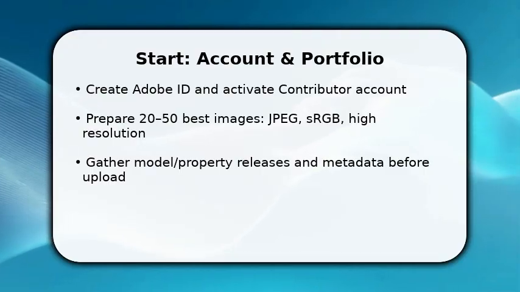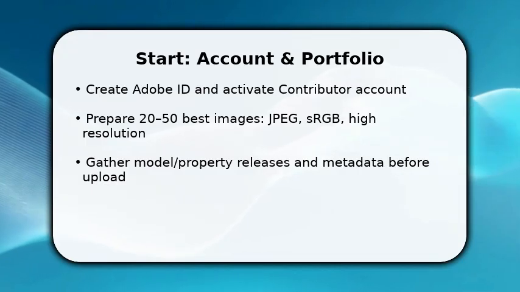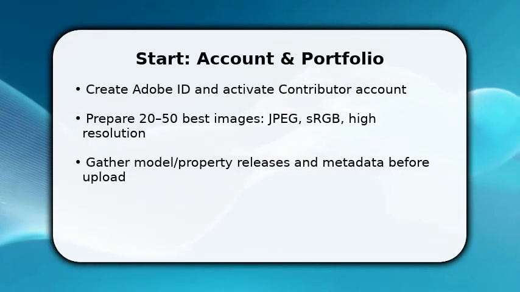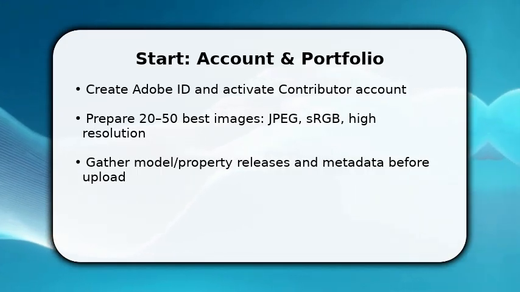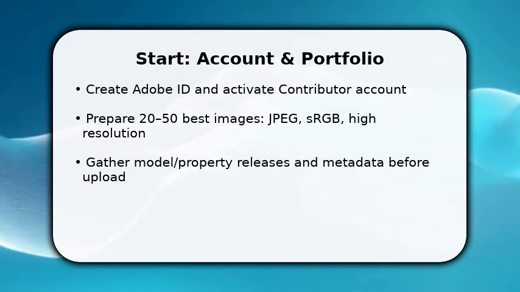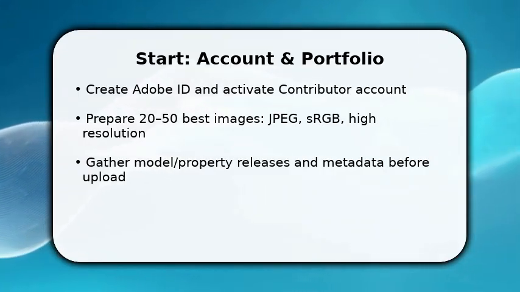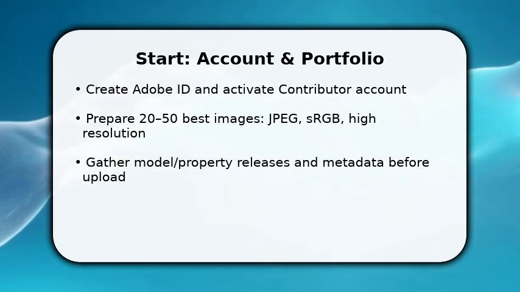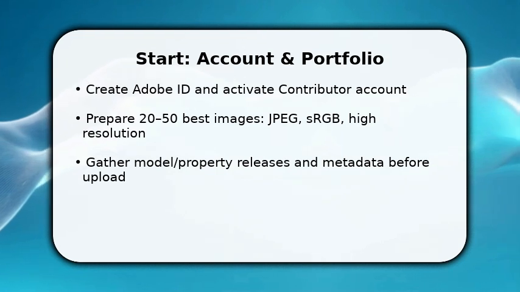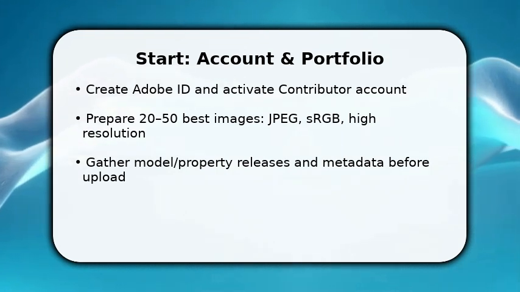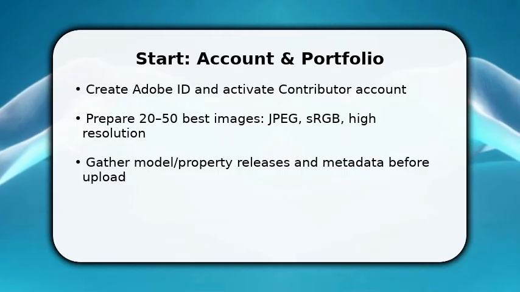You begin by opening an Adobe contributor account and verifying your Adobe ID. This unlocks the upload portal. Once done, assemble a curated set of 20 to 50 marketable images in JPEG sRGB at full resolution. Make sure each file follows Adobe's technical specs. You will need signed model and property releases attached to relevant photos, plus concise titles and keywords ready. This first step prevents delays in review and immediately positions you for faster approvals and sales exposure.